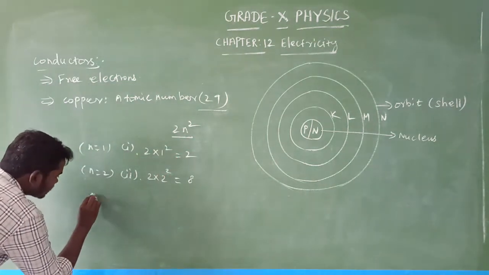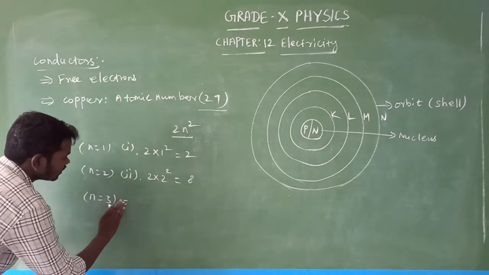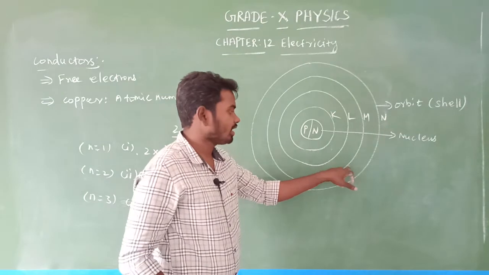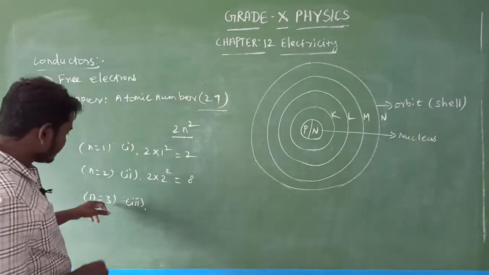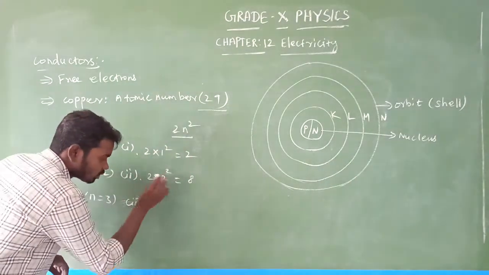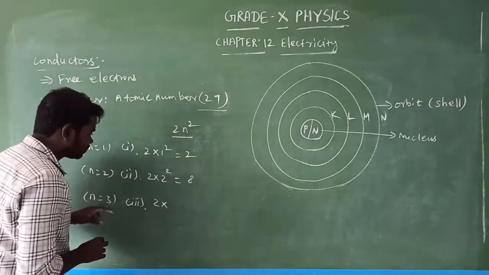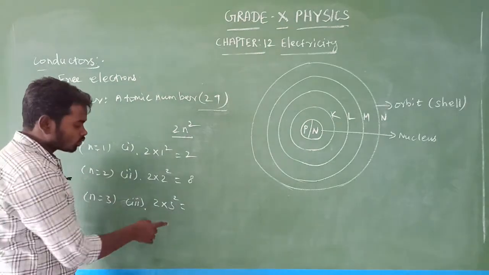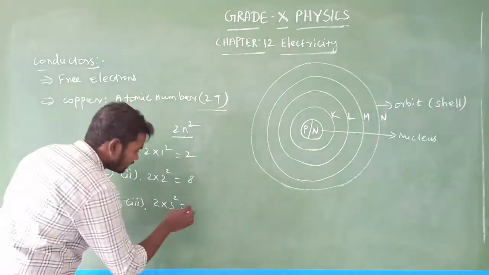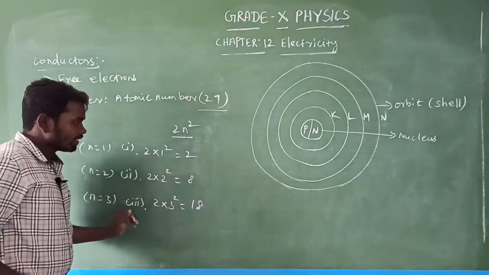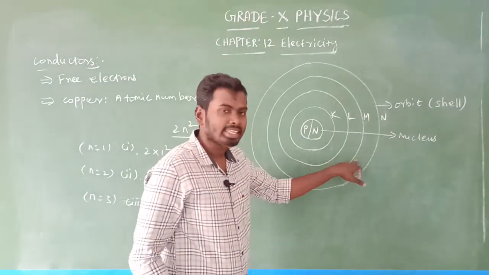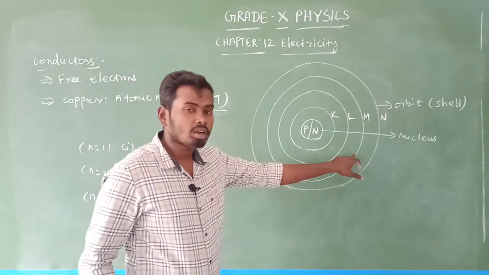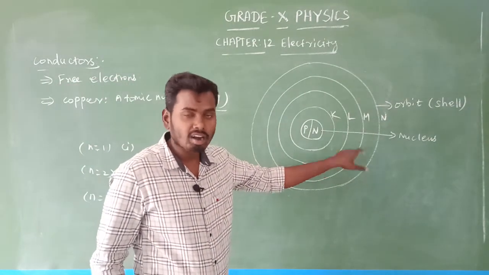Okay, yes. In the next one, for the third orbit, n is equal to 3. Which means for the M cell, the n value is 3. So use the 2n square formula. 2 into 3 square. 3 square how much? 3 square is equal to 9. So 9 into 2, how much? 18. So in the third orbit, which means in the M cell, how many electrons should be present? 18 electrons should be there.